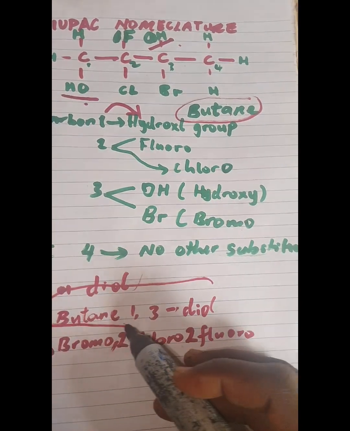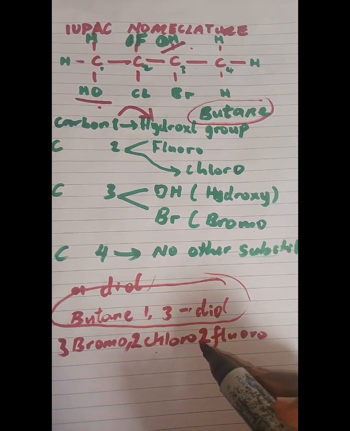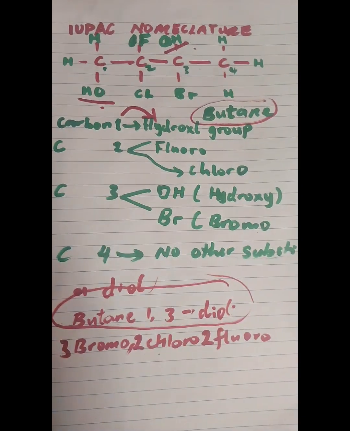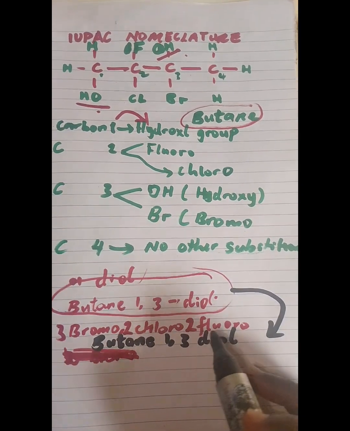So let's write it all together. 3-bromo, 2-chloro, 2-fluoro, butane-1,3-diol.